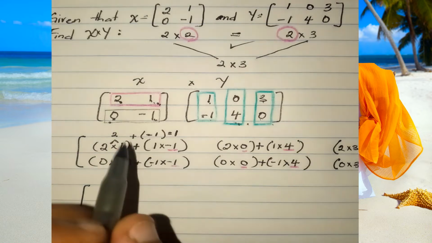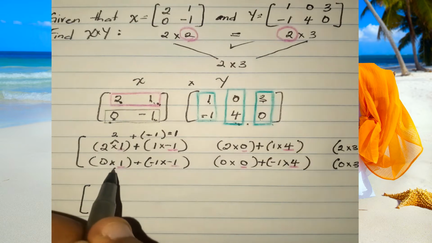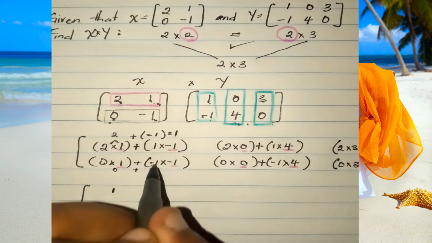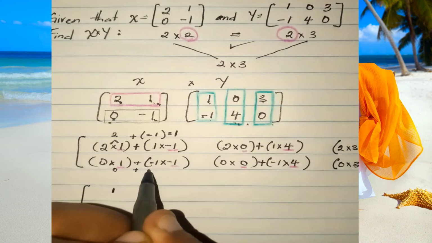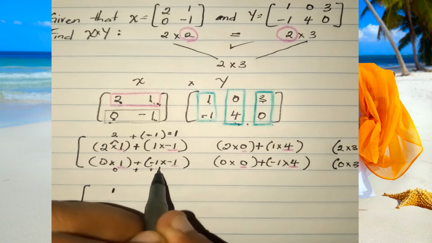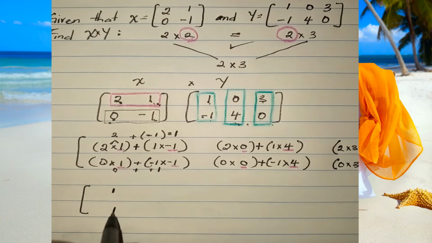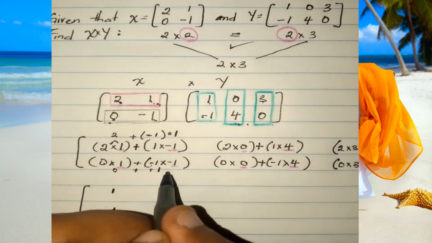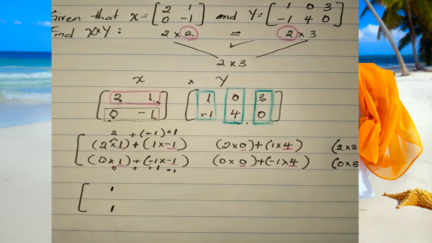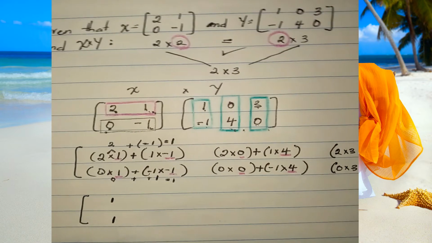Take your time with me. 0 times 1 is 0. And I'm adding. Negative times negative gives me a positive. 1 times 1 is 1. So this is really 0 plus 1, which is 1. See that so far? Take your time with me. I'm just going to take my time and go through.